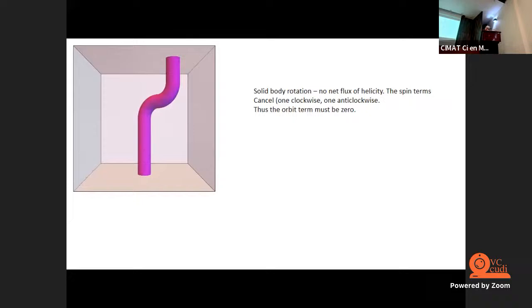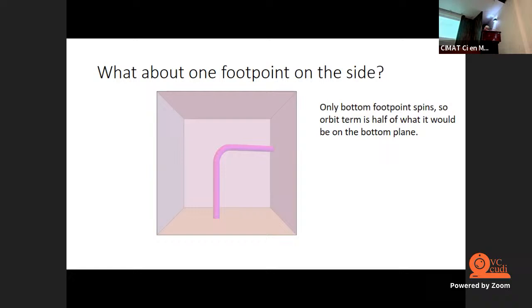What about one foot point on the side? Okay, so the bottom foot point is spinning, but the top, the side one is not spinning. The orbiture should be half of what it would be on the bottom plane. Okay, so that's what I'm expecting.